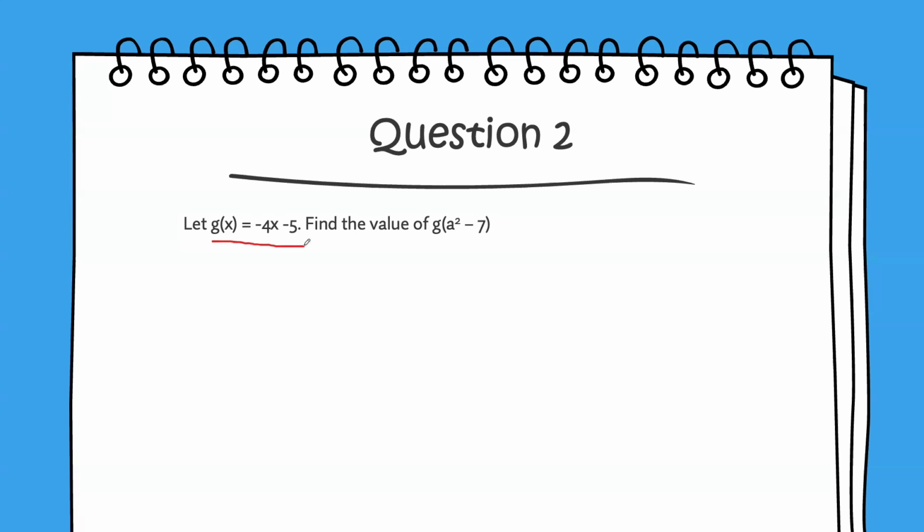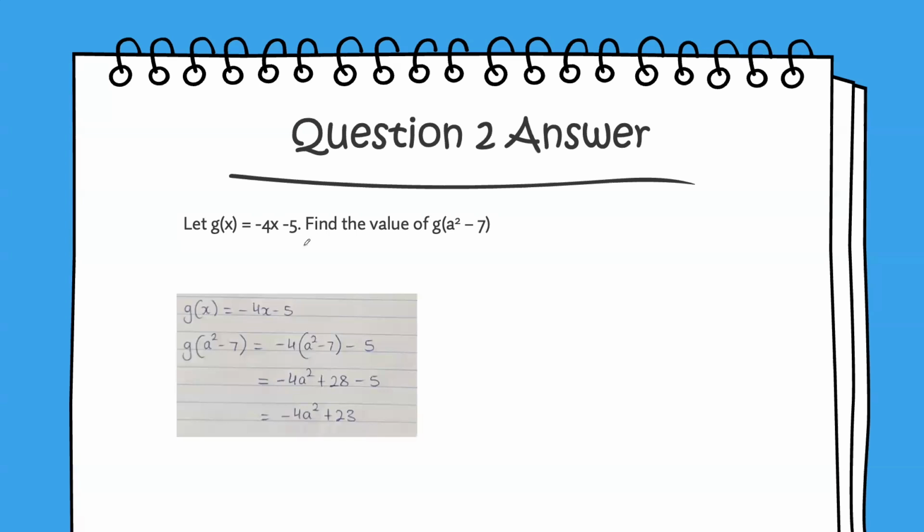Now from that, we have to find the value of g of a squared minus 7. It's sort of the same principle, just a bit different in the sense that now, wherever we see x, we're going to be subbing in a squared minus 7. So you have negative 4 multiplied by, instead of x, a squared minus 7. And then we have minus 5 at the end. This minus 5 stays the same. What do we call something that's by itself, that doesn't get changed, that doesn't have any sort of variable attached to it? We call that a constant. So in this case, negative 5 is a constant.